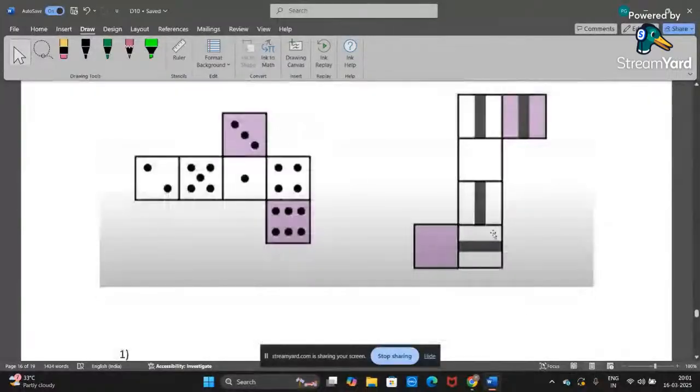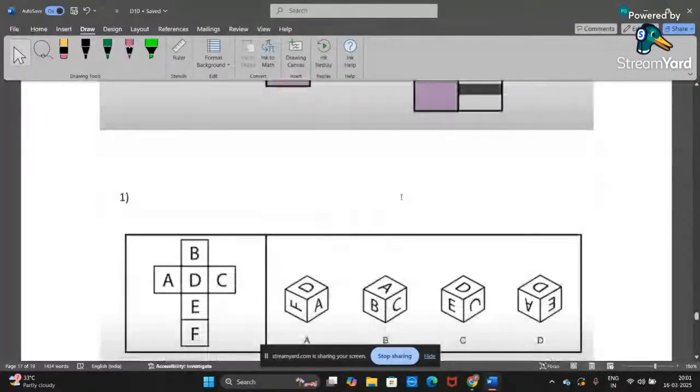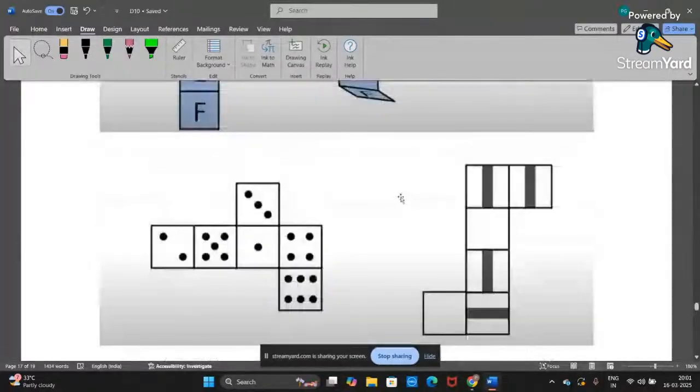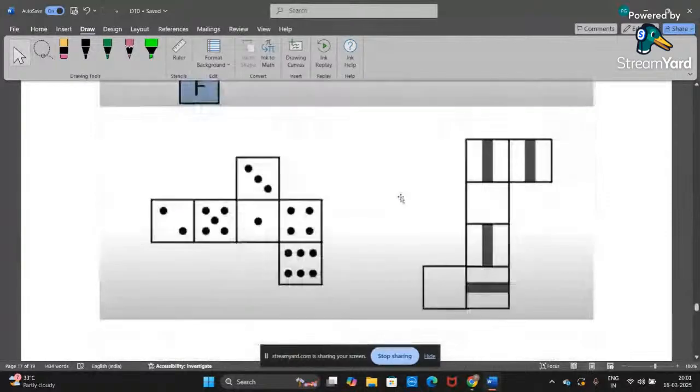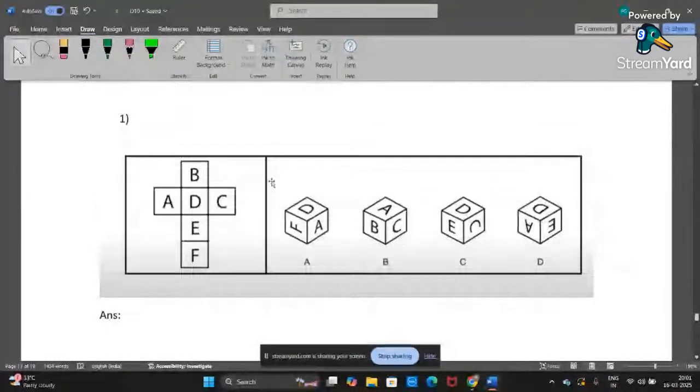See, they have given it here. This and this will be the opposite. Same way, these two will be the opposite. And this and this will be the opposite. Now, we have seen the opposite faces and continuous faces. Based on this, we are going to solve. Try to solve this by yourself.